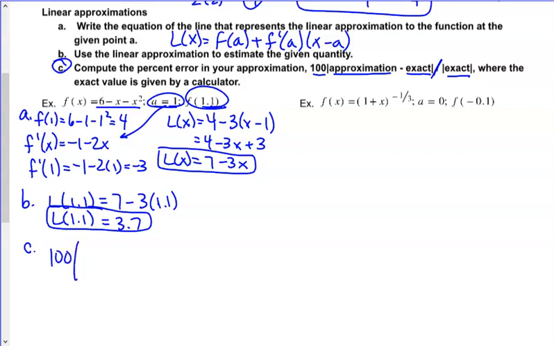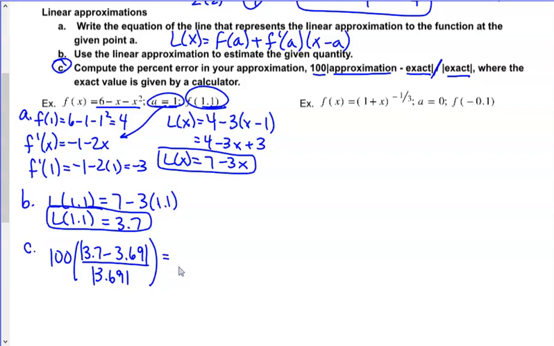Now, the approximation that we found was 3.7. So I want to do 3.7 minus, when you plug in 1.1 into the original function, you will get 3.69. That is what I want to then divide by 3.69. Now, all these are in absolute values, so if you get a negative, just disregard that. So when you do that, make sure you subtract here, divide by this, and then times by 100.